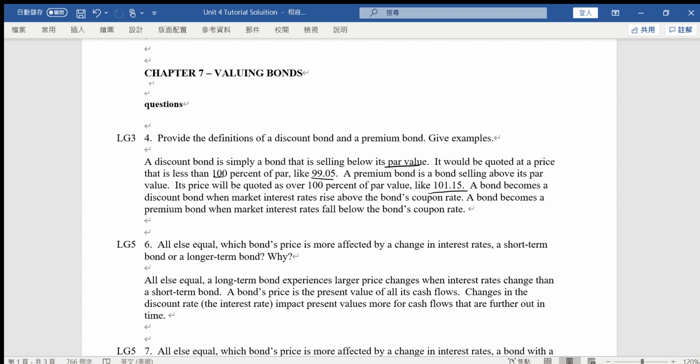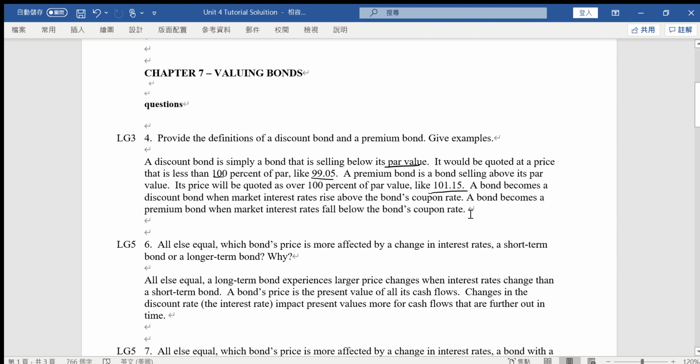You should also discuss the relationship between the market interest rate and the bond price. There is an inverse relationship between them. If the market interest rate increases or rises, then the bond should sell at a discount. And the opposite: if the market interest rate drops or decreases, then the bond will be sold at a premium. You should mention the mechanism between the market interest rate and the bond price.